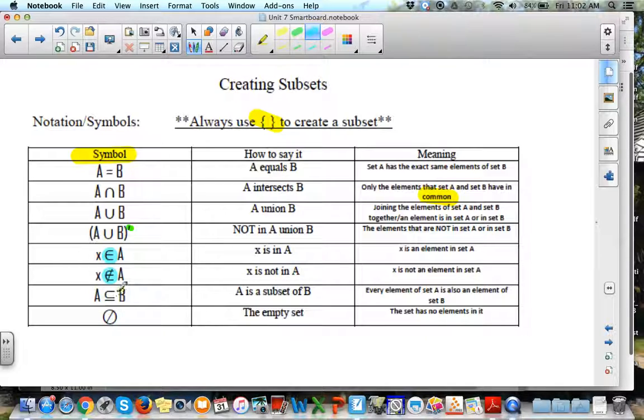And then we have this sideways U that says A is a subset of B, which means that everything in A is also in B. So B is bigger than A. It's got some things that A doesn't, but everything in A is also in B. And then we have our empty set. There's nothing there, like rolling a 7 on a dice. That's not going to happen. So it's an empty set. We cannot create that set of options.